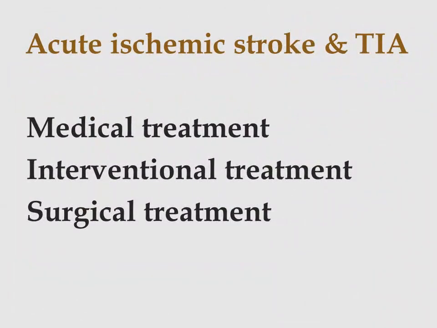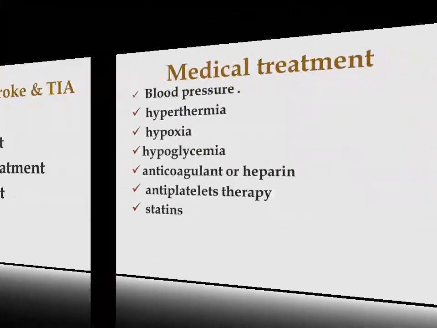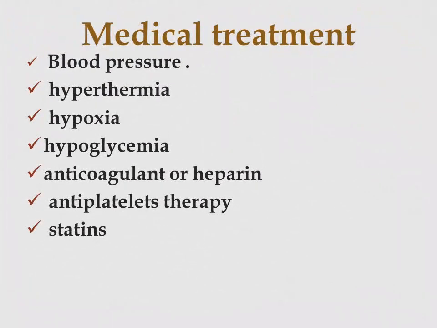Acute ischemic stroke and TIA. Treatment includes medical treatment, interventional treatment, and surgical treatment. Medical treatment includes blood pressure control, control of hyperthermia, hypoxia, hypoglycemia, anticoagulation or heparin, antiplatelet therapy, and statin. All of these should be optimized except blood pressure, which should not be decreased in the first few days or week.